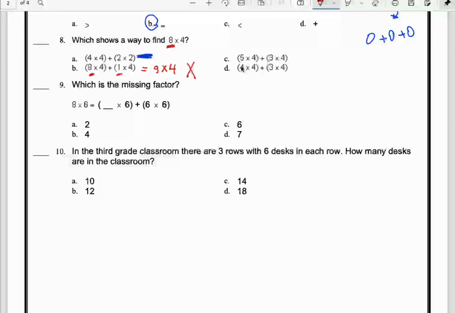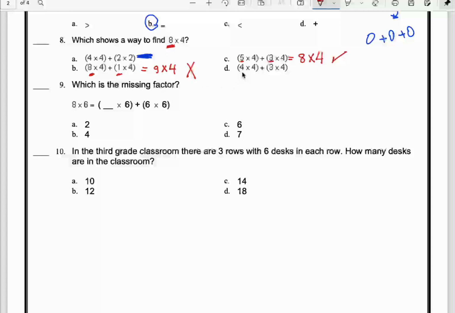In C, 5 multiplied by 4 plus 3 multiplied by 4. We have 4 repeated. So add the two other numbers. 5 plus 3 equals 8. So this is 8 multiplied by 4, and it's the same as the one that we need. So this one is correct.